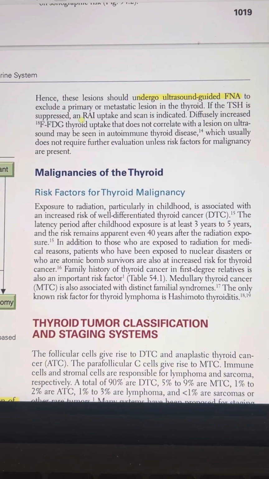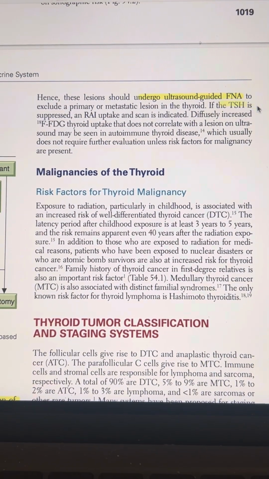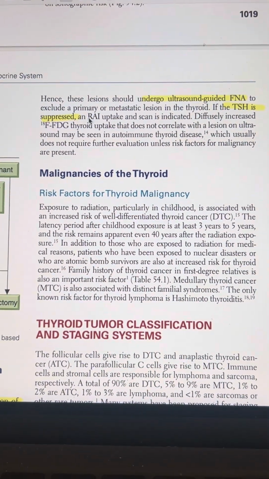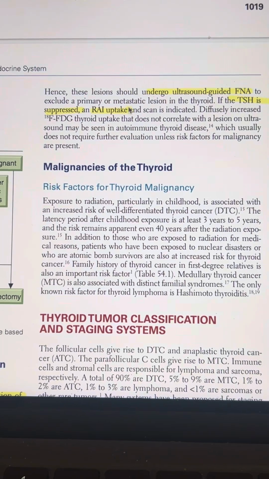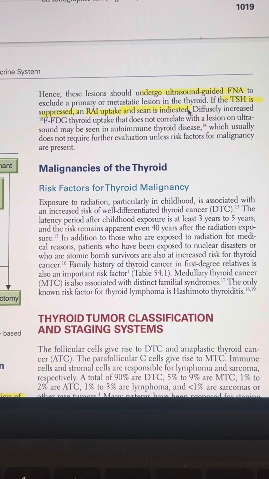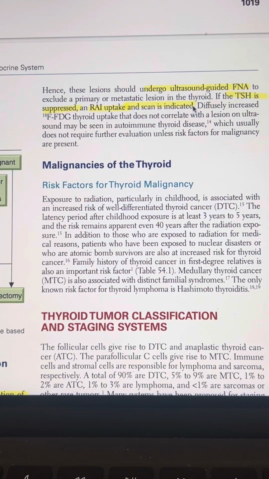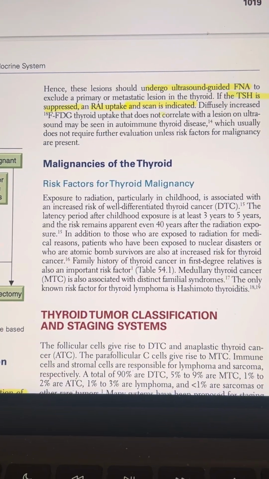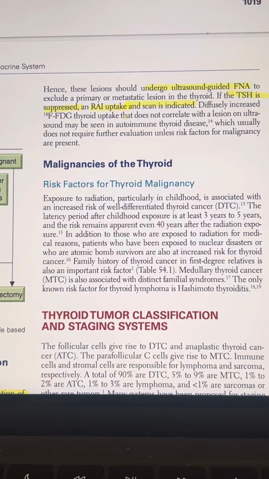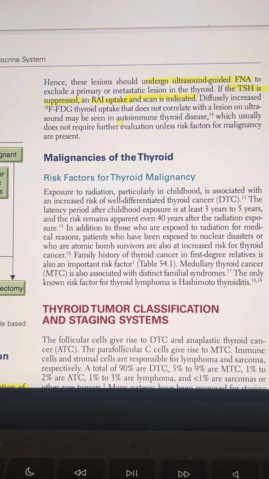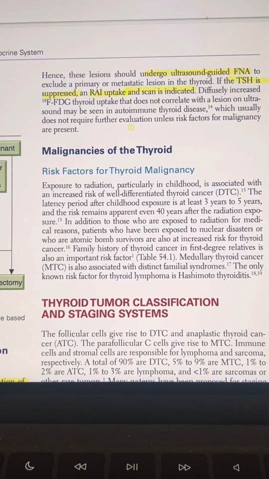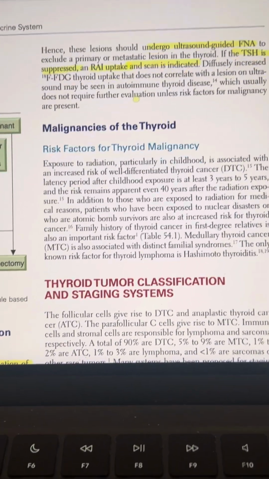We should go for ultrasound and FNAC, and we will check the TSH. If it is suppressed, then radioactive iodine uptake and scan is indicated. Diffusely increased FDG uptake that does not correlate with a lesion on ultrasound may be an autoimmune thyroid disease, which usually does not require any further evaluation unless risk for malignancy is suspected.